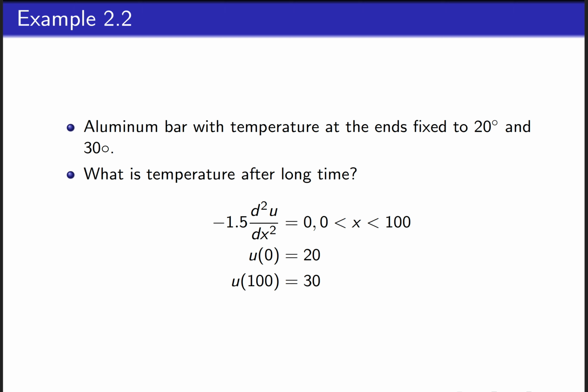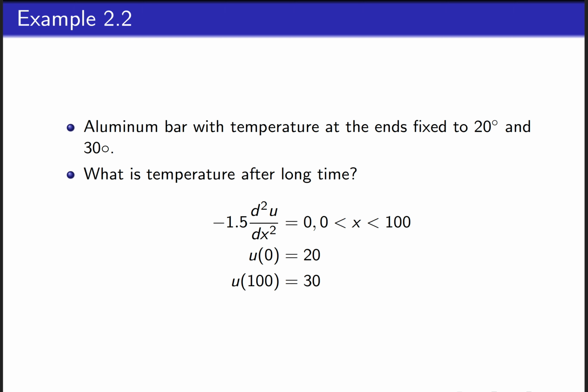So, the physical situation we're going to consider is the case where we have an aluminum bar 1 meter in length where the ends of the bar are going to be fixed at 20 degrees and 30 degrees respectively. In order to keep the units all consistent, we convert our x variable into centimeters rather than meters. So the x variable is going to run from 0 to 100.